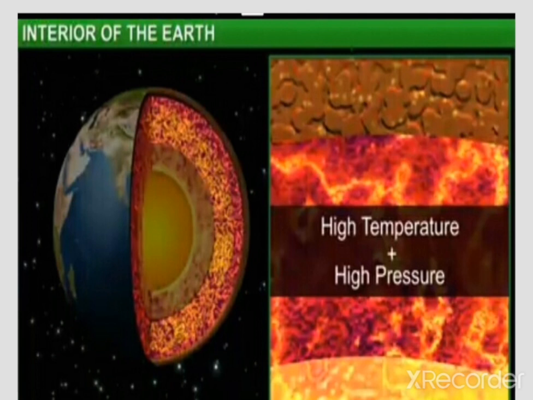Viscous means material which suddenly changes in structure and density. That is what is meant by viscous material. And why is there a sudden change? Because in this layer high temperature and high pressure are located. Due to this, we have noticed that viscous material is located in this layer. Got it, everyone?